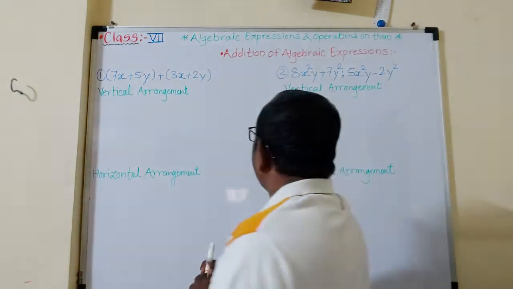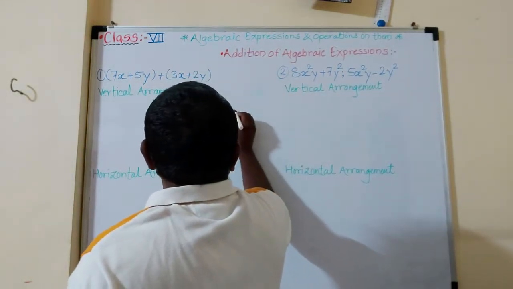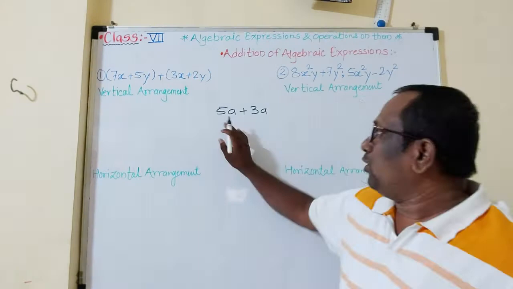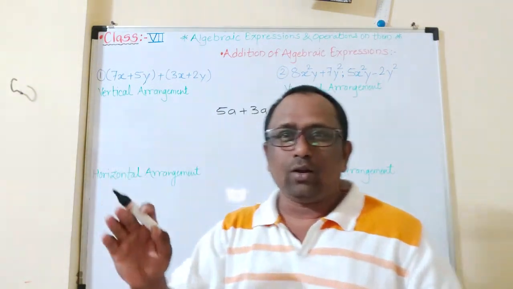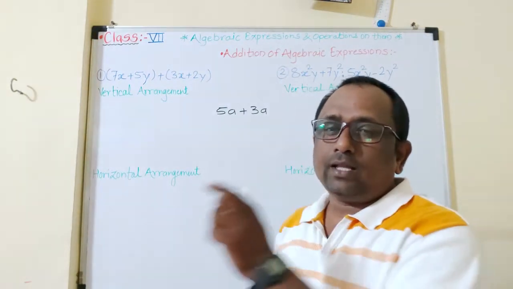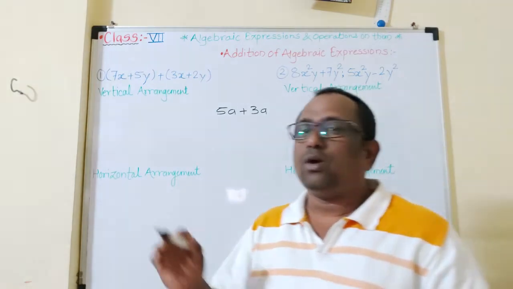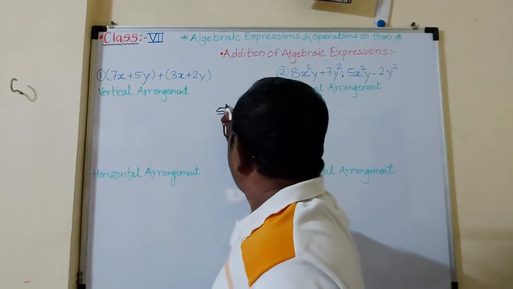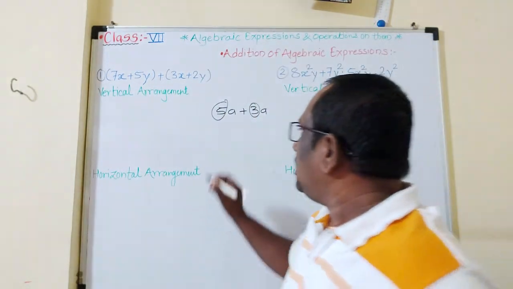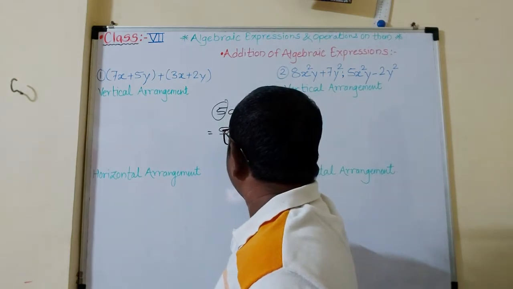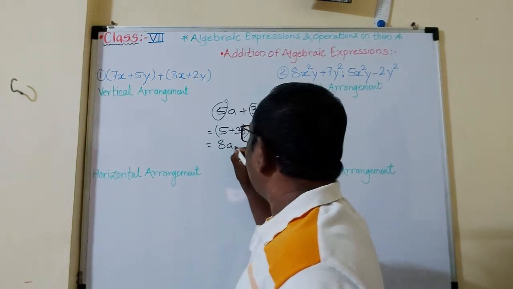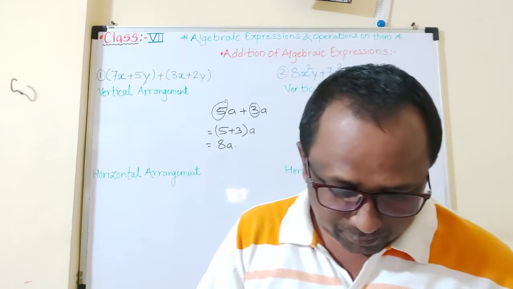For example, I write here one monomial: 5a plus 3a. 5a is a monomial, as we learned: monomial, binomial, trinomial, polynomial. So 5a plus 3a. 5a is a monomial and 3a is also a monomial. So how do I add? When we have to add these, we only add the coefficients, that is, the numbers: 5 plus 3, and a. 5 plus 3 is 8a. So the answer we got is 8a.